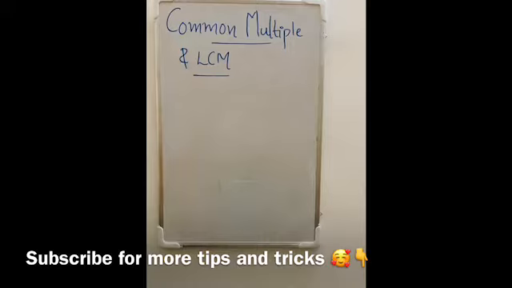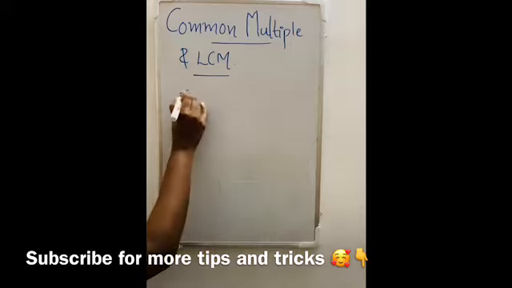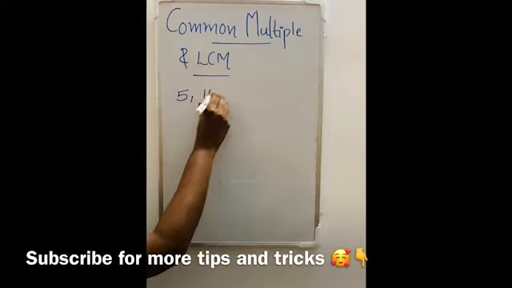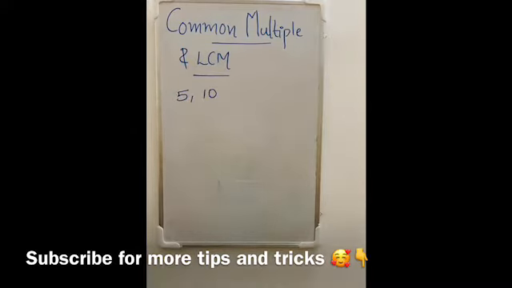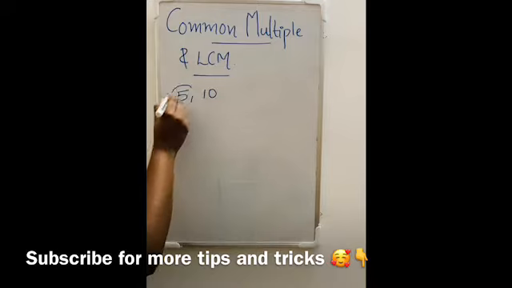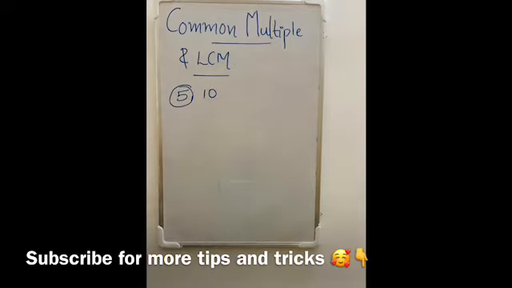So for example, let's take two numbers, 5 and 10. First I will show you how to find the common multiple of 5 and 10. So first let's write the first 10 multiples of 5.